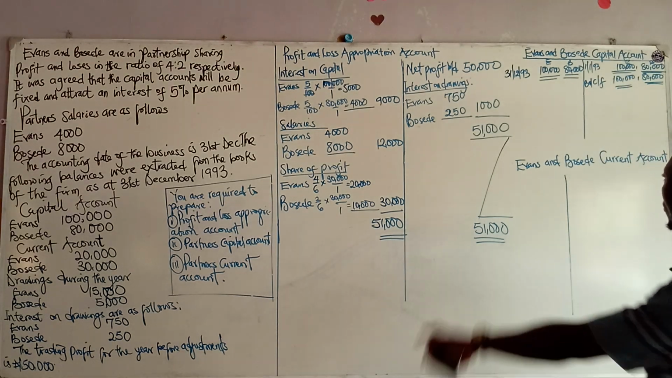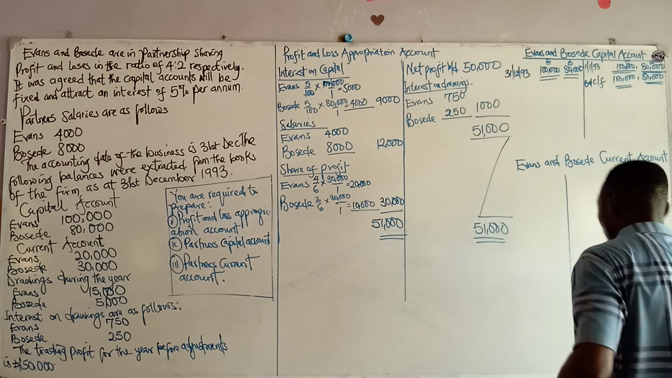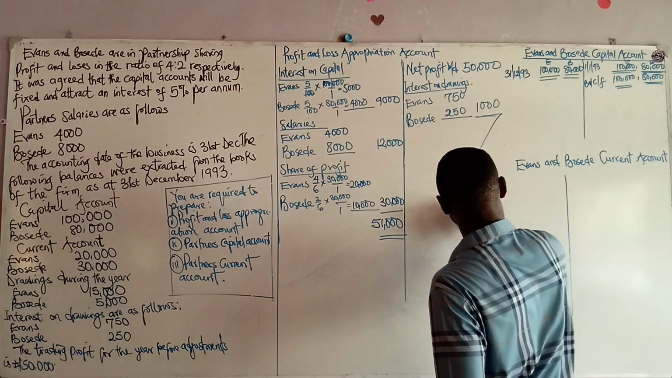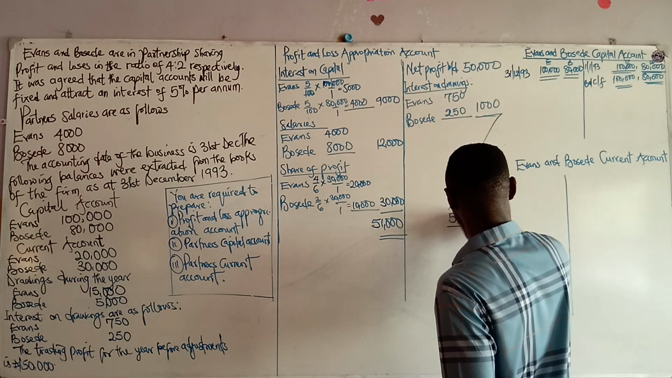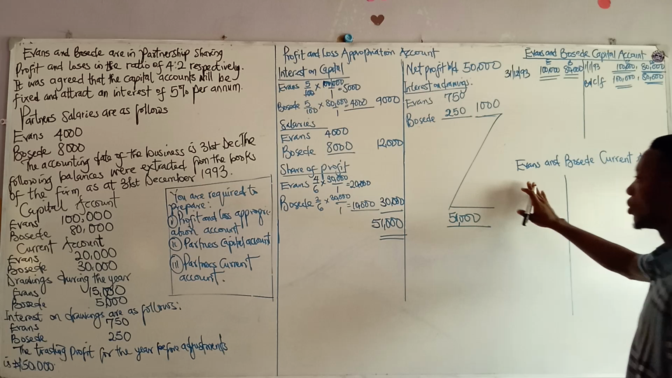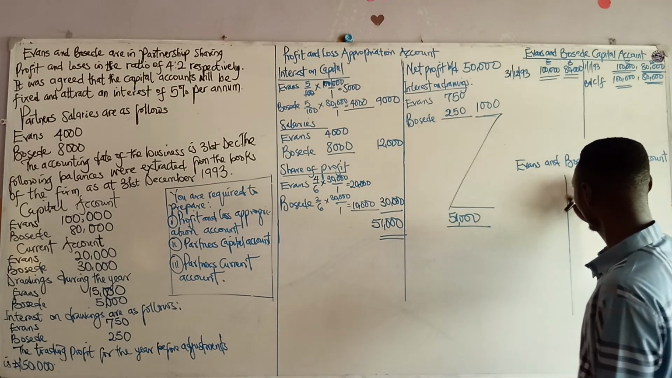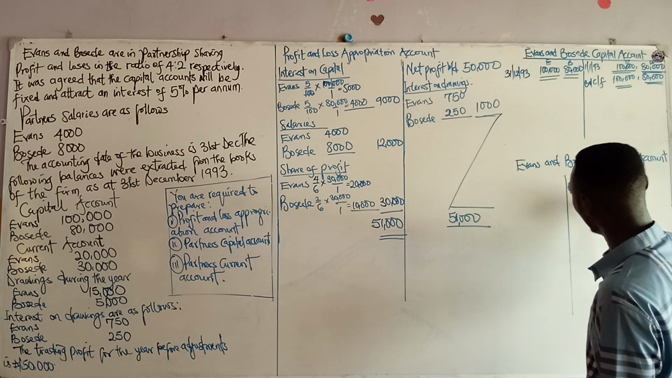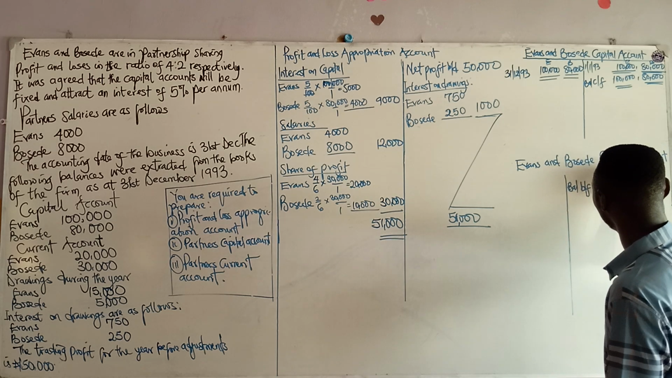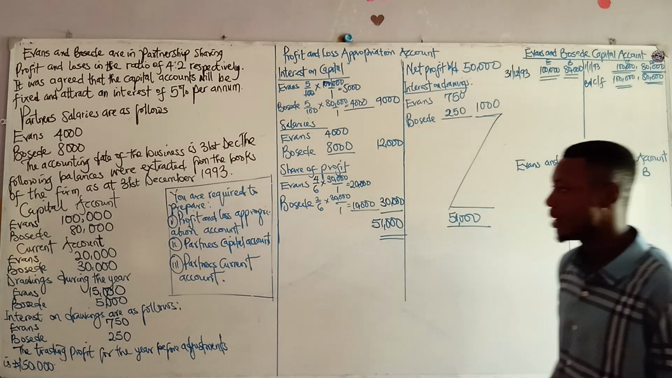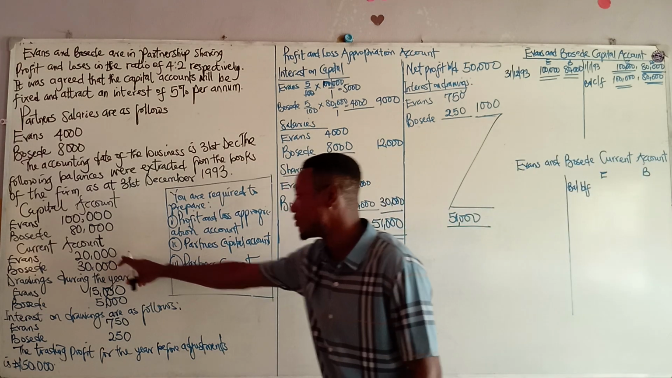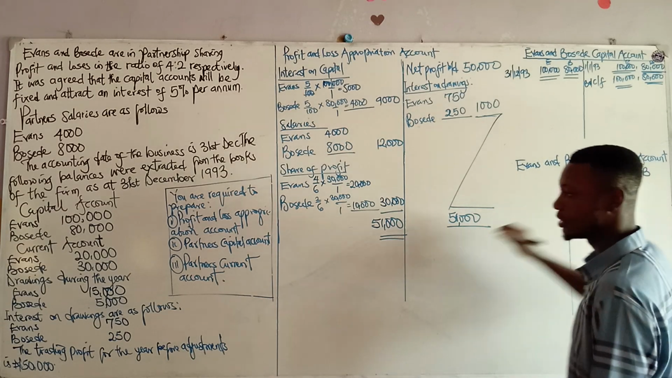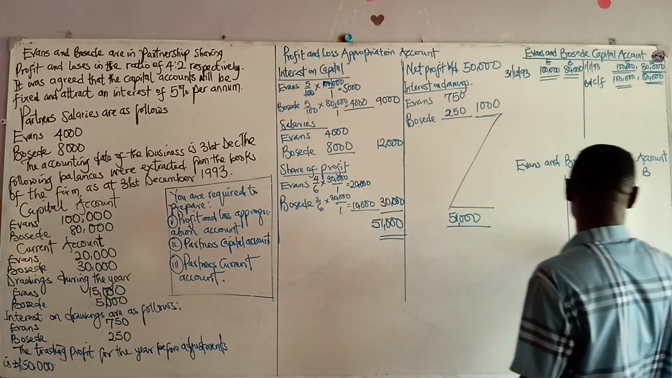Then if we come to our current account, this is where it gets a little bit tricky. Allow me to create space. Under our current account, we have the balance brought forward, for Evans and Boside. Under the balance in the current account, Evans has 20,000 and Boside has 30,000.